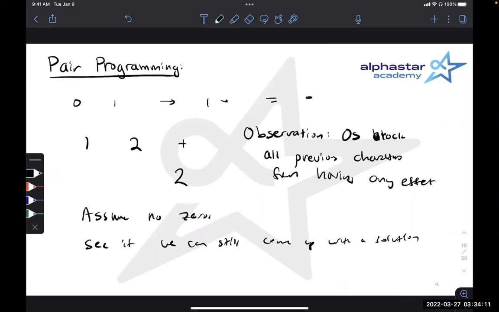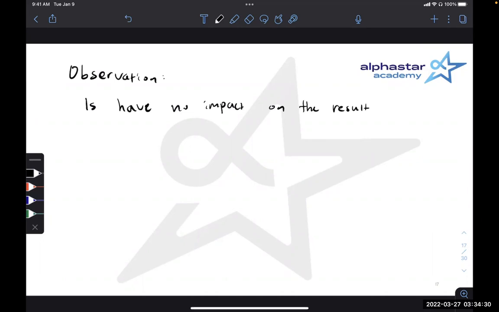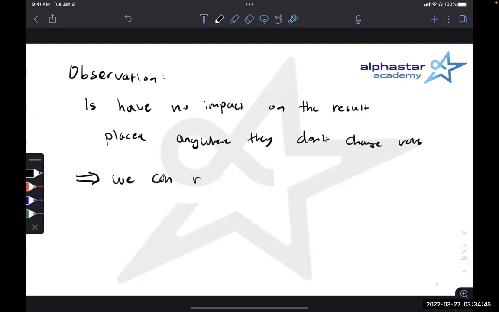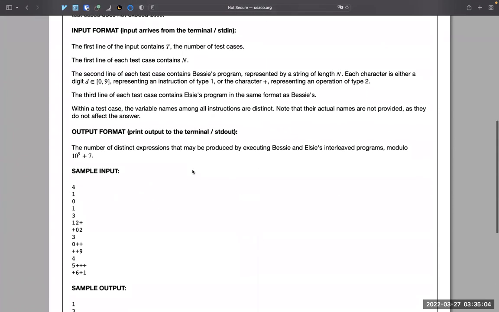And I guess here, another observation. Ones have no impact on the result. They can be placed where they don't change values. So this implies we can move all ones before choosing the answer. Okay, so those are two observations. Let's make it a bit simpler, because we eliminate ones and zeros and we're left with just operations of another digit or plus.